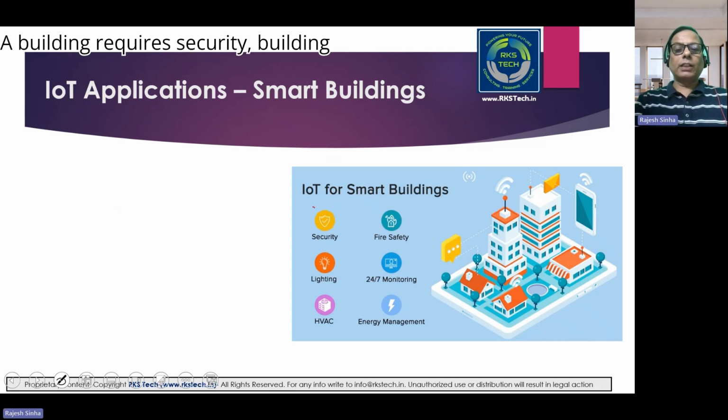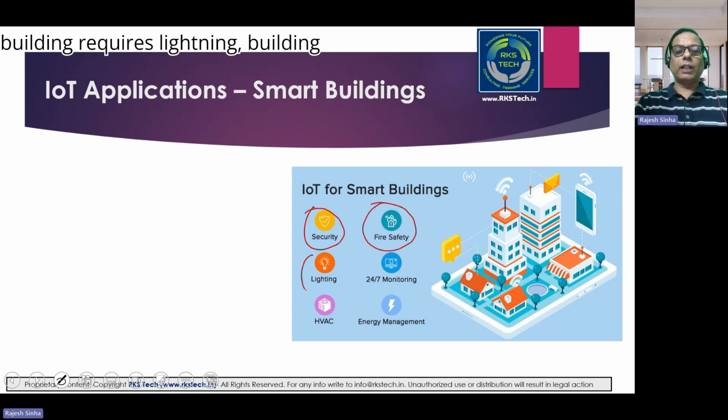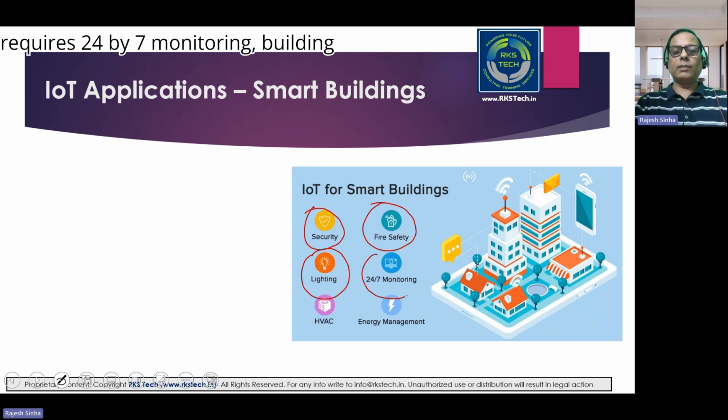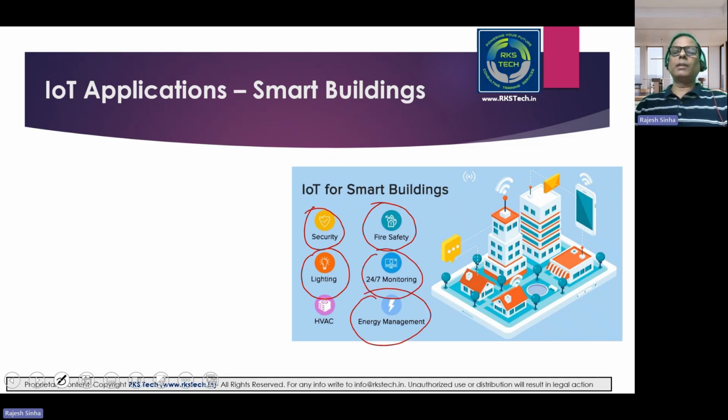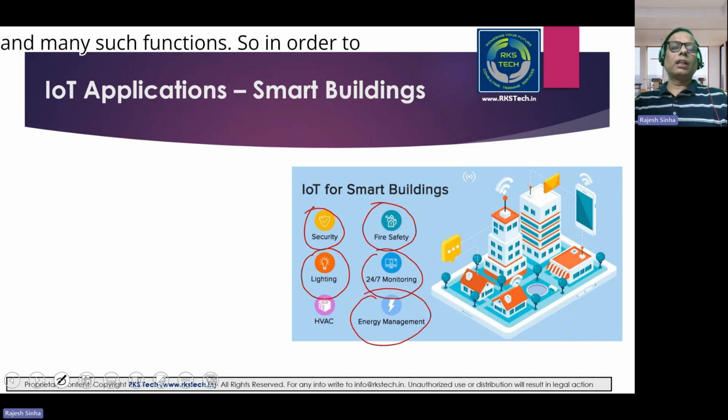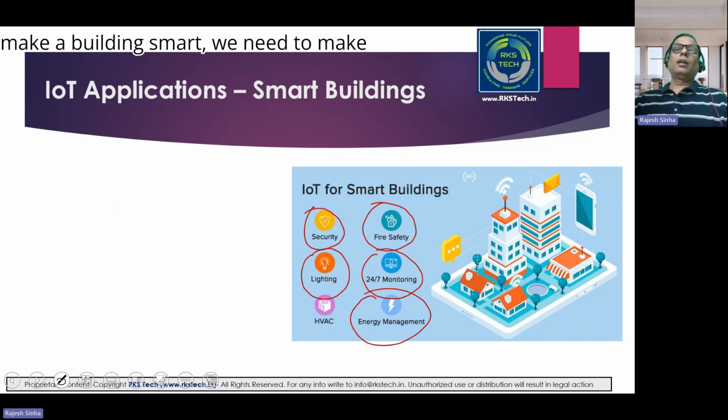A building requires security, building requires fire safety, fire management, building requires lighting, building requires 24 by 7 monitoring, building requires energy management, and many such functions. So in order to make a building smart, we need to make all these subsystems in the building smart.